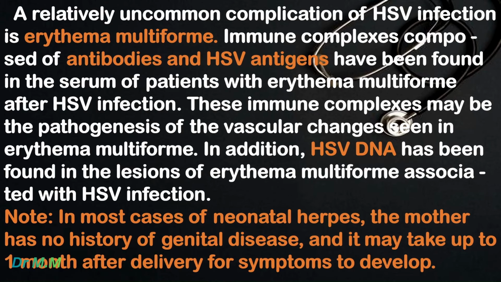A relatively uncommon complication of HSV infection is erythema multiforme. Immune complexes composed of antibodies and HSV antigens have been found in the serum of patients with erythema multiforme after HSV infection. These immune complexes may be the pathogenesis of the vascular change seen in erythema multiforme. In addition, HSV DNA has been found in the lesions of erythema multiforme associated with HSV infection.